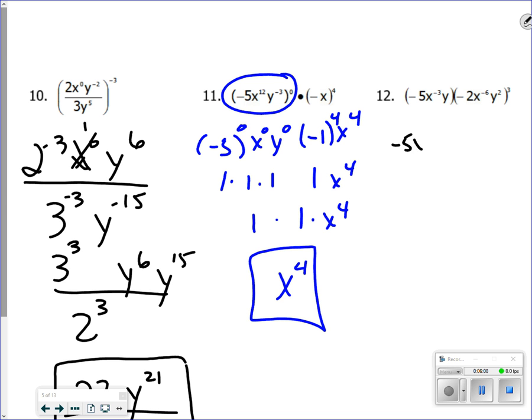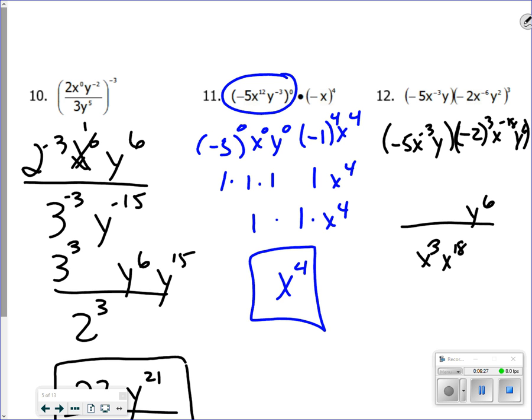So negative 5, x to the negative 3rd, y, there's the first one. Negative 2 to the 3rd, x to the negative 18th, and y to the 6th. Now, some of you are going to not like the negative powers, which is fine. So if it's a negative power, it needs to get moved to the bottom. If it's a positive power, it stays on top. So that's what I have so far.